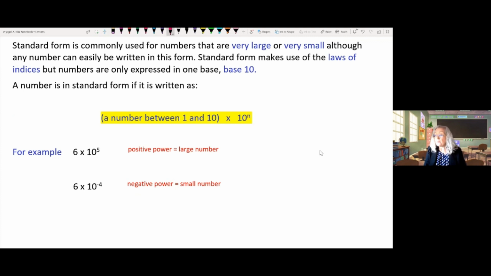That power can be positive, as in this first example, 6 multiplied by 10 to the power of 5. A positive power would indicate to me that this is a large number. But the power can also be negative. So we could have something like 6 multiplied by 10 to the power of -4. And that negative power means it's a small number. We'll have a look at that in a little bit more detail now.